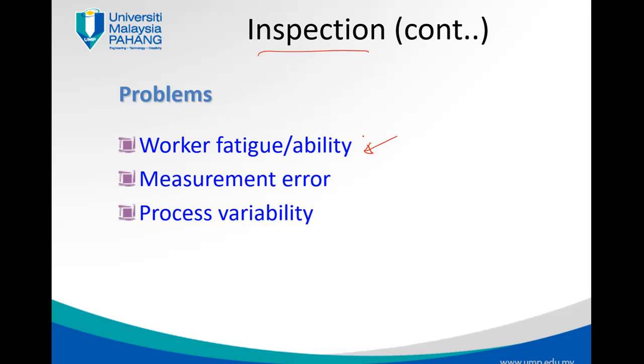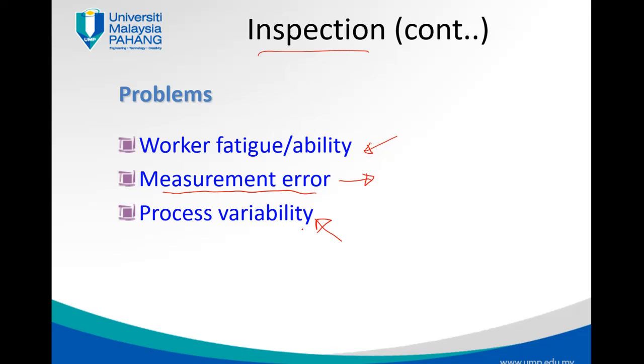Okay, then measurement error. Sometimes they have a problem with the measurement reading, maybe because the gauge that they use itself is not accurate, or maybe because the workers are fatigued, so they will come out with error in the measurement. And also process variability. Process variability means the variation that we have in the process.